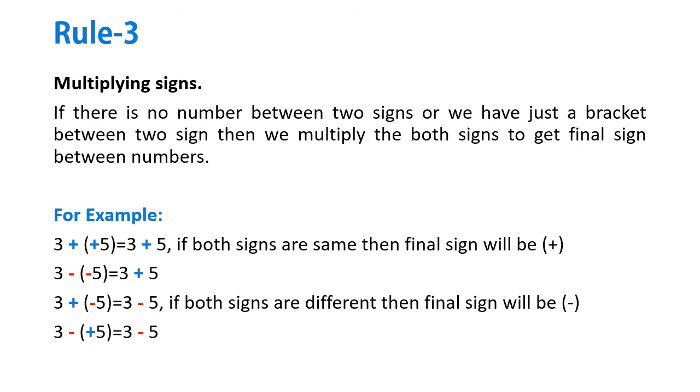Rule 3. Multiplying signs. If there is no number between two signs or we have just a bracket between two signs, then we multiply both signs to get final sign between numbers. For understanding more clearly, see the examples below. If both signs are same, then final sign will be plus. If both signs are different, then final sign will be minus.